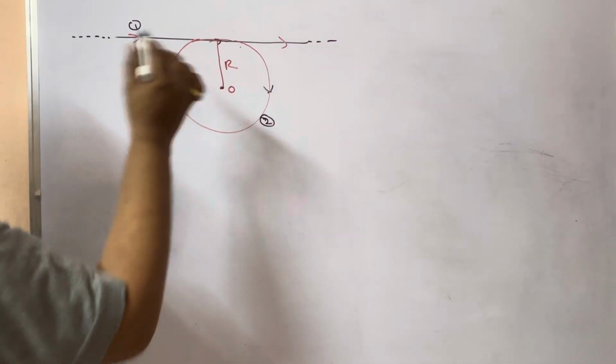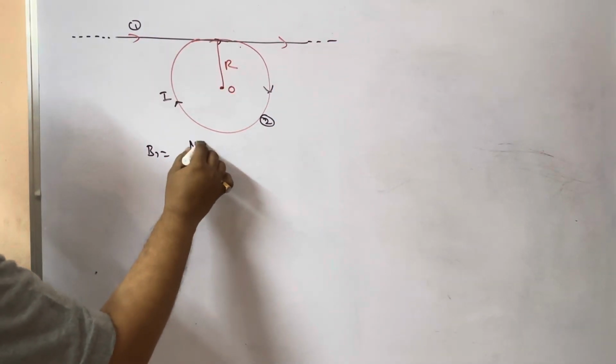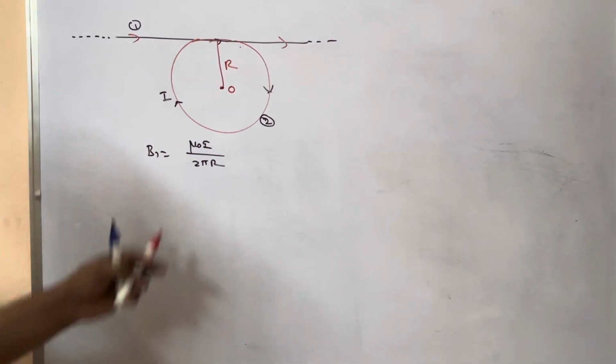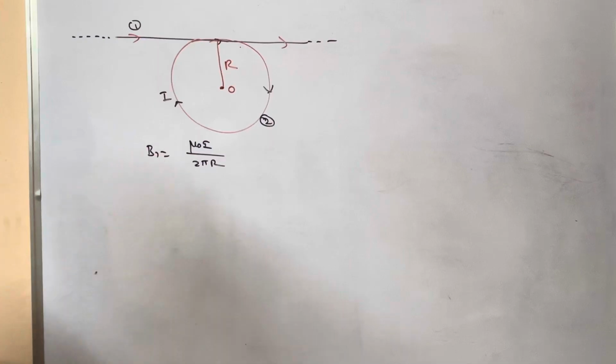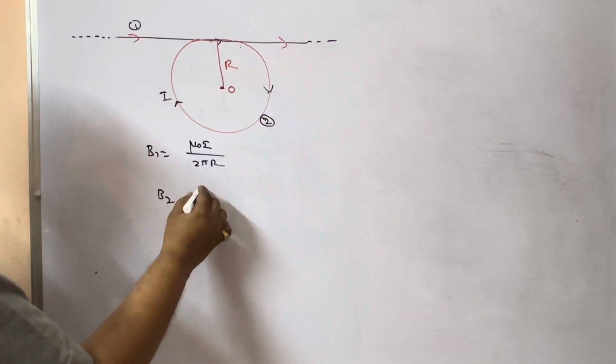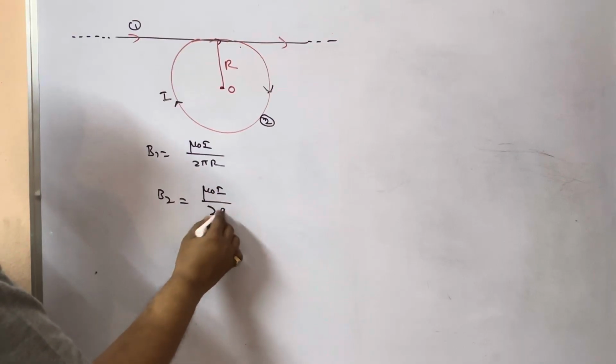What is B1 at a distance r? Mu naught I by, what is the formula? Mu naught I by 2 pi r. Already we discussed this, for an infinite current carrying conductor. B2, for the circular coil at the center, is mu naught I by 2r.